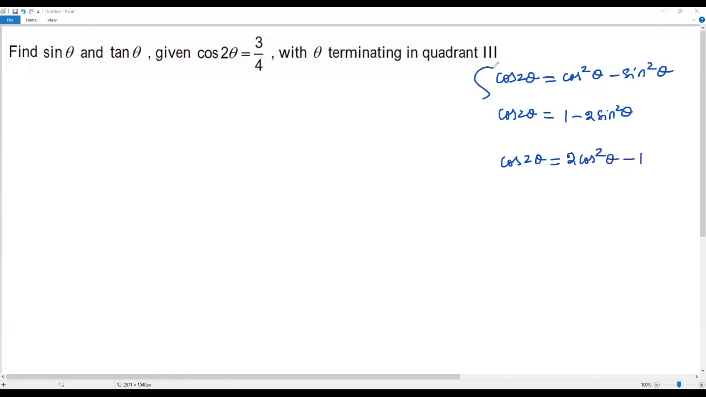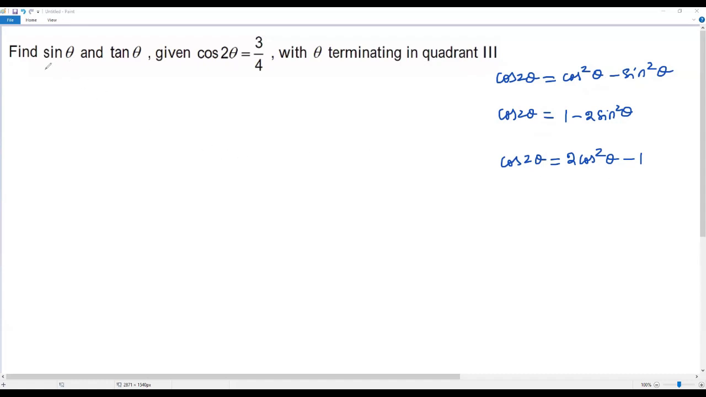So I have given three formulas for cosine 2 theta. The first formula is for cosine 2 theta in terms of cosine theta and sine theta. The second formula is for cosine 2 theta only in terms of sine. And in the third one, we have the formula for cosine 2 theta only in terms of cosine.